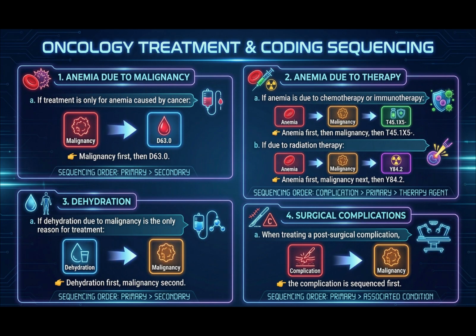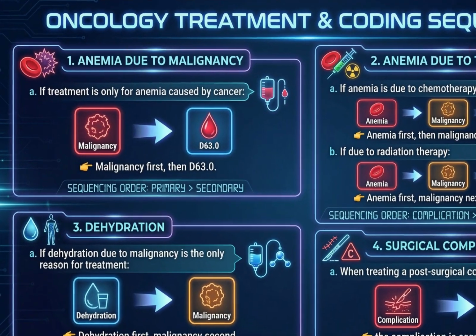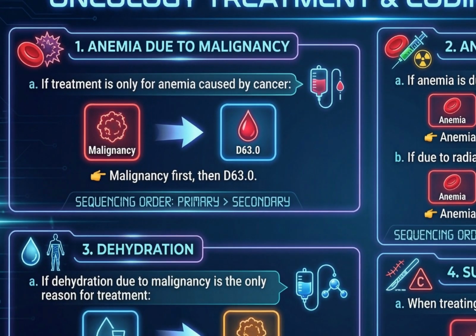Now let's talk about complications associated with neoplasms, because sequencing here follows very specific and very testable rules. We'll start with anemia due to malignancy. When a patient is treated only for anemia caused by the cancer itself, the malignancy is sequenced first, followed by D63.0, anemia in neoplastic disease. This is a key exception in ICD-10, and it's intentional.